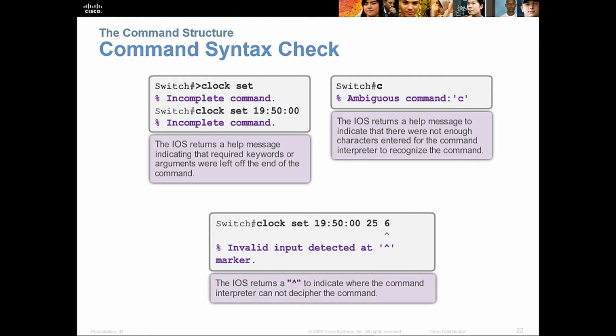Because an incomplete command is expecting more. Ambiguous command means it's looking for more, like C, what starts with C? Lots of commands will start with C, so it's not sure what command you're talking about. So let's go back to invalid. So clock, set, time, day, month. It doesn't understand what after the day is. It's expecting the actual month spelled out. So you putting 6, even though it's June, it doesn't understand 6. It's expecting you to type June.